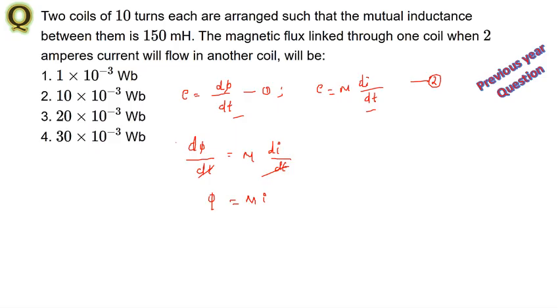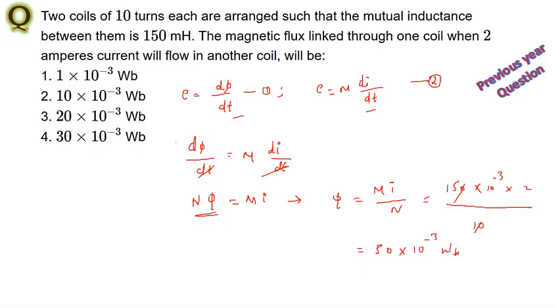They have also mentioned the number of turns in the primary coil, so phi is equal to M I divided by number of turns. M is given as 150 millihenry, that is 150 into 10 power minus 3 henry, the current is 2, divided by the number of turns, 10. You just cancel, so we have 15 into 2, that is 30 into 10 power minus 3 Weber. So the answer is 0.03 Weber.